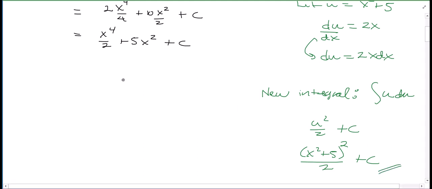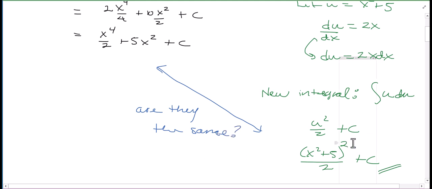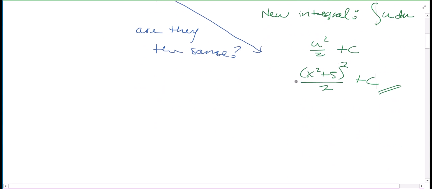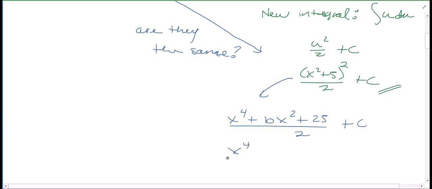So are they the same? They should be. What do you think? They don't look like they're the same, but if we multiply this whole thing out, you will see that they are in fact the same. If you multiply this out, what do you get? It's going to be x to the fourth plus, let's see, 5x squared plus another one of those, so 10x squared plus 25, and the whole thing divided by 2 plus c. So split up the fraction, so that's x to the fourth over 2 plus 10x squared over 2, so that will be 5x squared, plus 25 over 2 plus c.